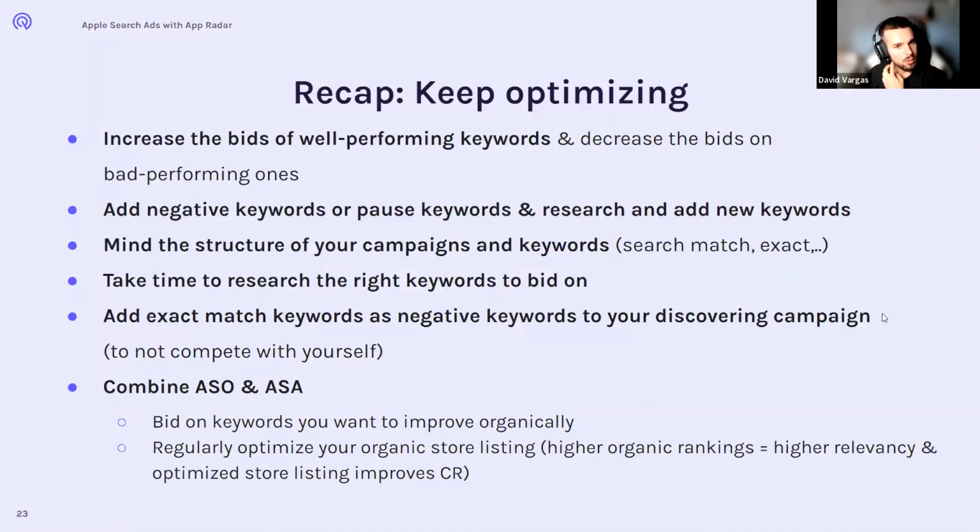Cool. As a recap, obviously we can highlight some points in order to optimize correctly and properly the campaigns of Apple Search Ads. First of all, we need to increase the best performers because this will allow us to scale our campaigns. The second part is to delete the keywords that are causing a high cost, so either adding them as negative keywords or decreasing the CPTs.